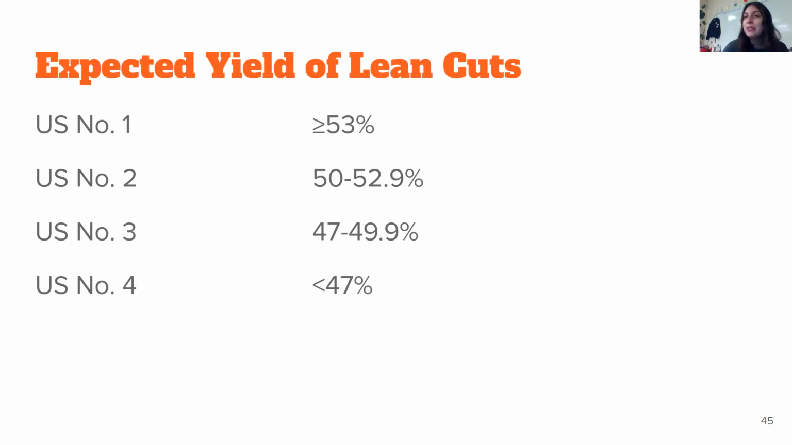We're talking about no bones. We're talking about most of the fat trimmed off. We're talking about all that stuff. When you break this animal down, you should have greater than or equal to 53% of that pig be meat that can go to the grocery store.